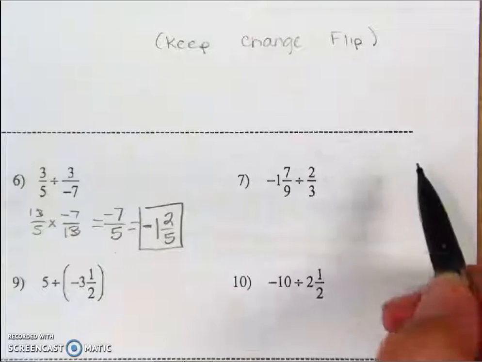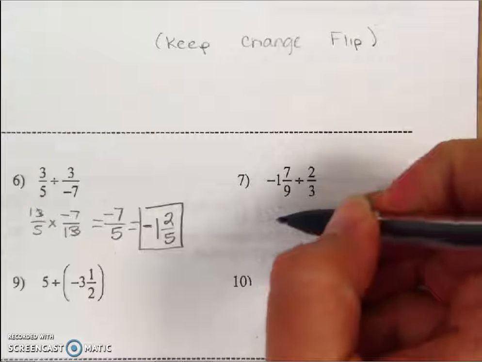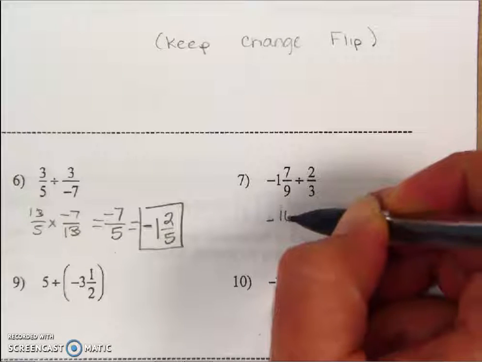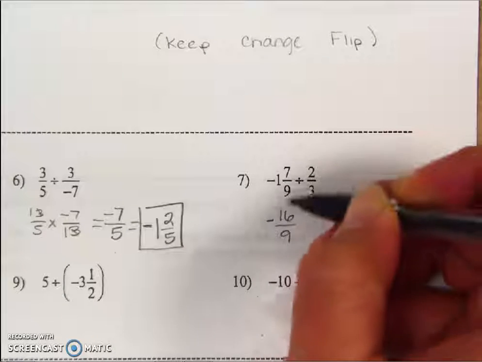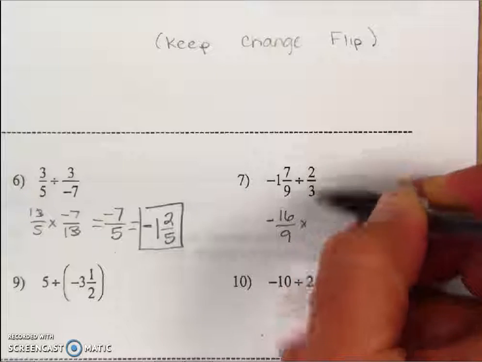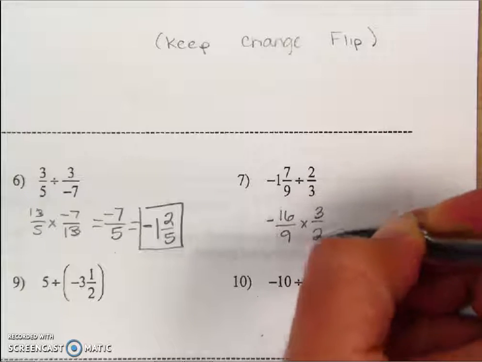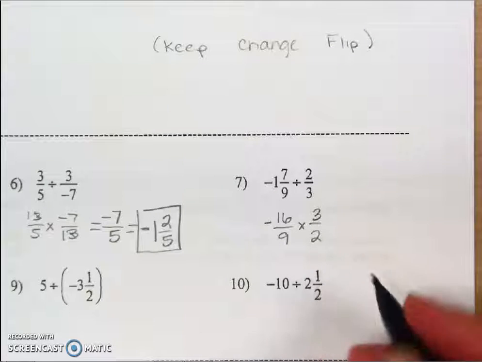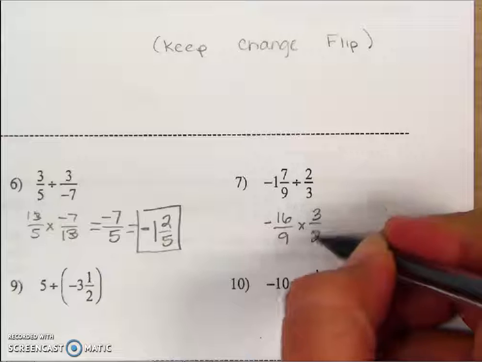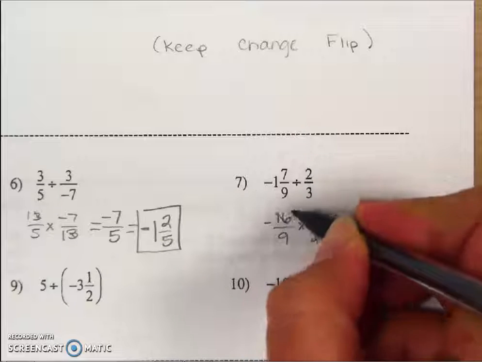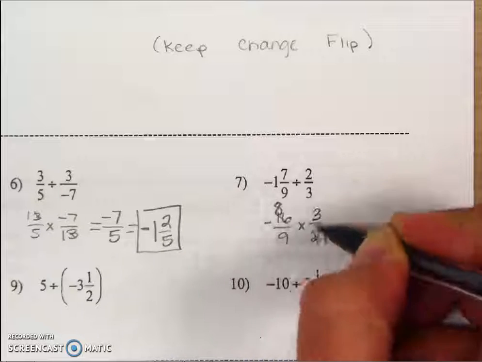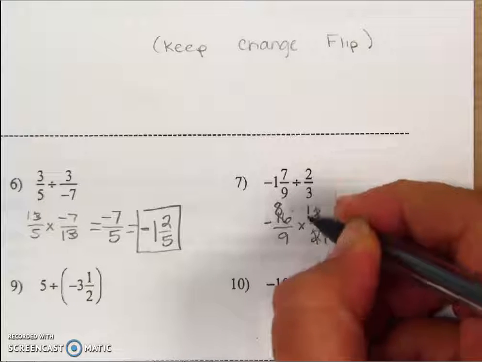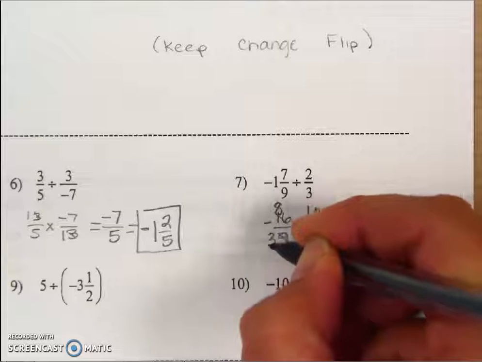On to number 7. Big by the bottom, add the top. Let's go ahead and do that now. So that would be negative, let's see, 9 and 7 is going to be 16 over 9. That's our keep. Change to multiply, flip to 3 over 2. Ooh, this one has a lot of cross-reducing. 16 and 2 are both divisible by 2. 2 goes into 2 once. 2 goes into 16 8 times. 3 and 9 are both reducible by 3. 3 goes into 3 once. 3 goes into 9 3 times.